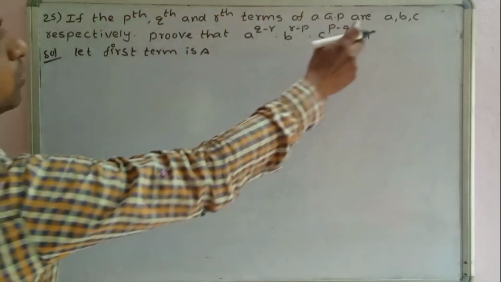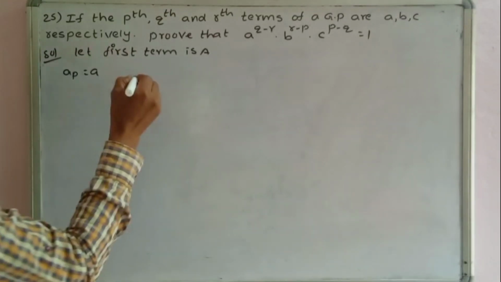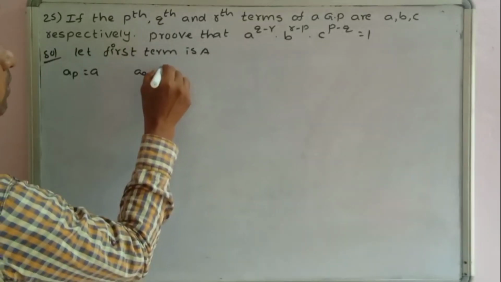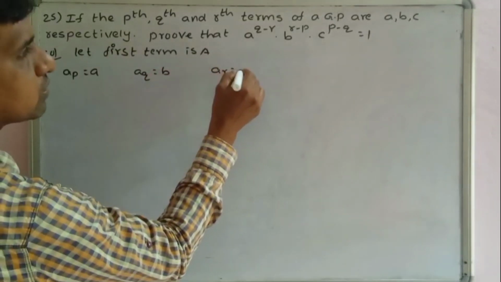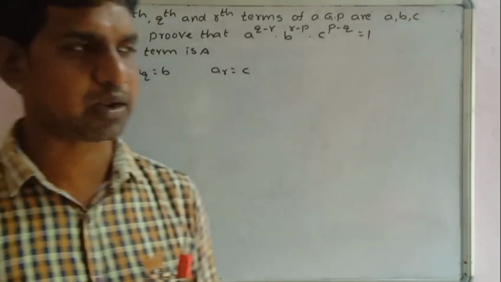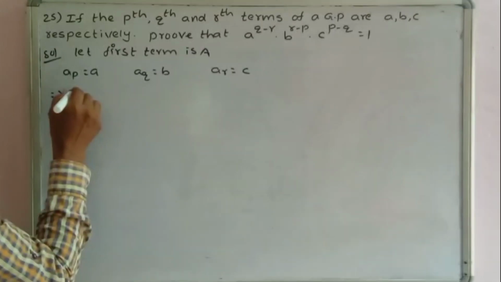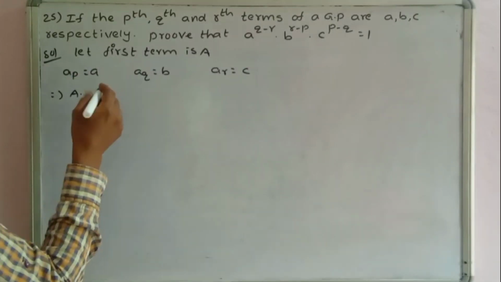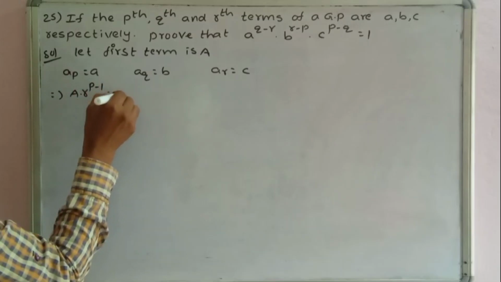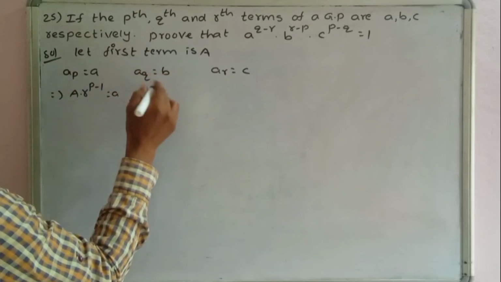So Pth term, how much? A. So that is A P equals A. Next, Qth term A Q equals B. And Rth term A R equals C. So nth term means what? A into R power n minus 1. Here first term is A, common ratio R, so R power P minus 1 equals A.